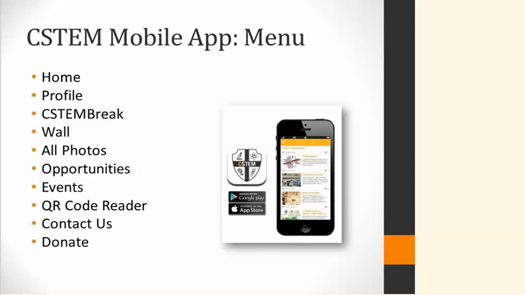All right, so System Break mobile app. All of this is not just limited to your desktop. It's very mobile too. And so you can download this System Break app to either your iPhone or Android. It works on any phone, any smartphone, right? And it's got this list of menu items. So you've got home, profile, System Break, the wall, all your photos, opportunities, events, the QR code reader, contact us, and donate.